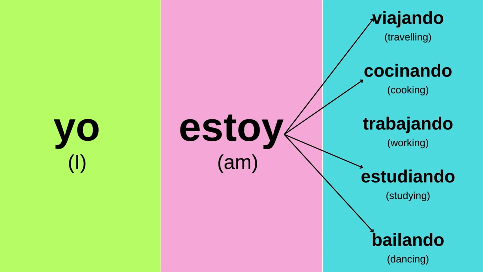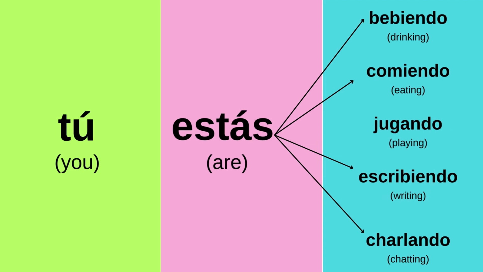Now let's move to sentences with you are. Tú estás bebiendo. You are drinking. Tú estás comiendo. You are eating. Tú estás jugando. You are playing. Tú estás escribiendo. You are writing. Tú estás charlando. You are chatting.